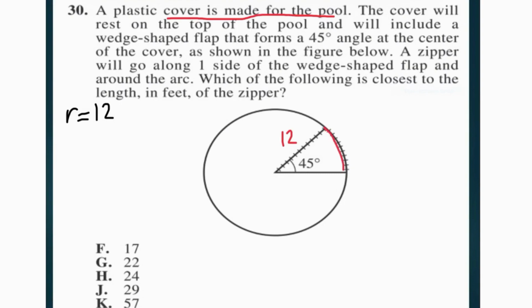What we have to find is this length here, which is the arc length. Let's call that x. If we can find the value of x, then we can find the length of the zipper, because we already know this part here, which is 12. So what we're going to do is set up a proportion using the length of the circle and the measure of the circle.